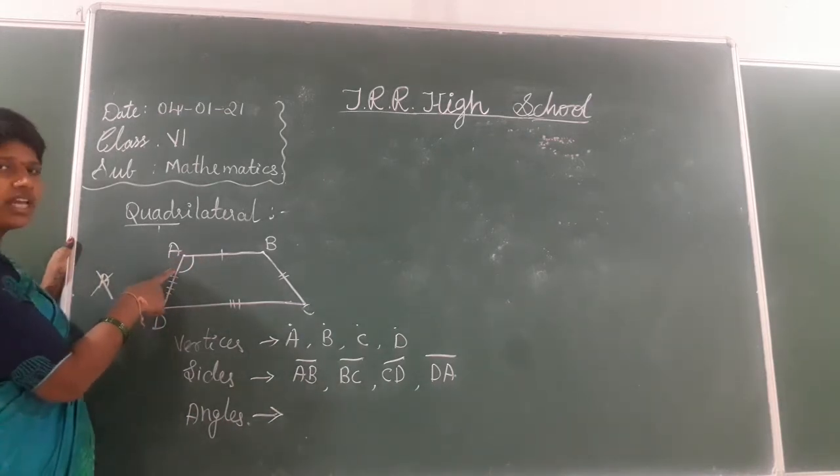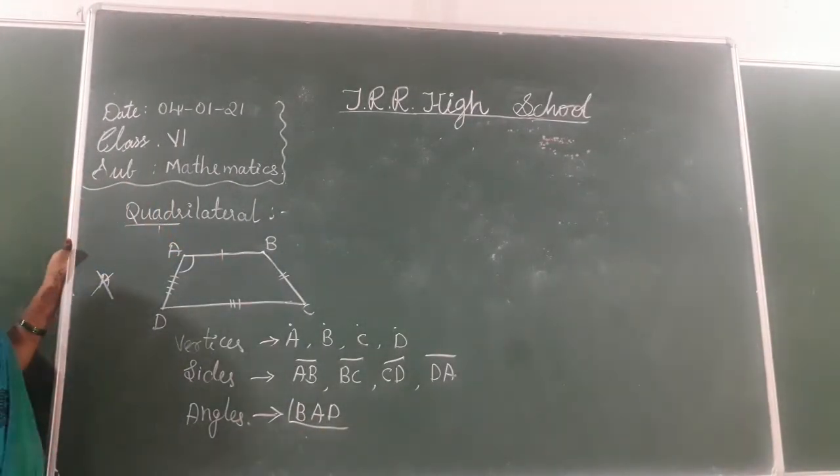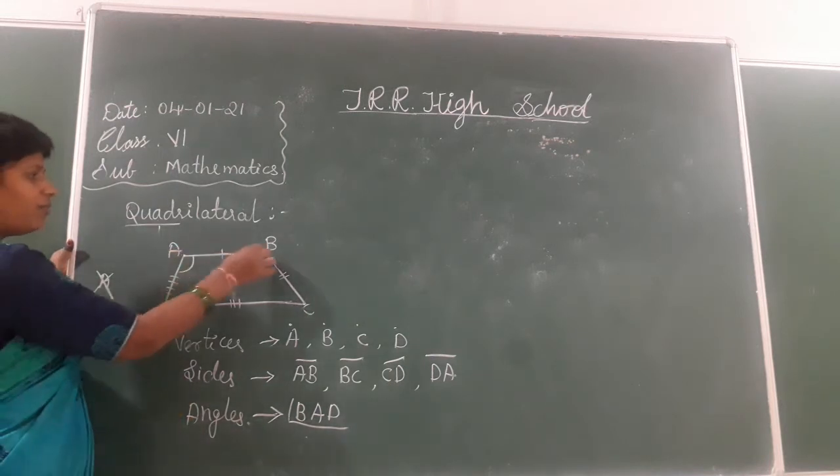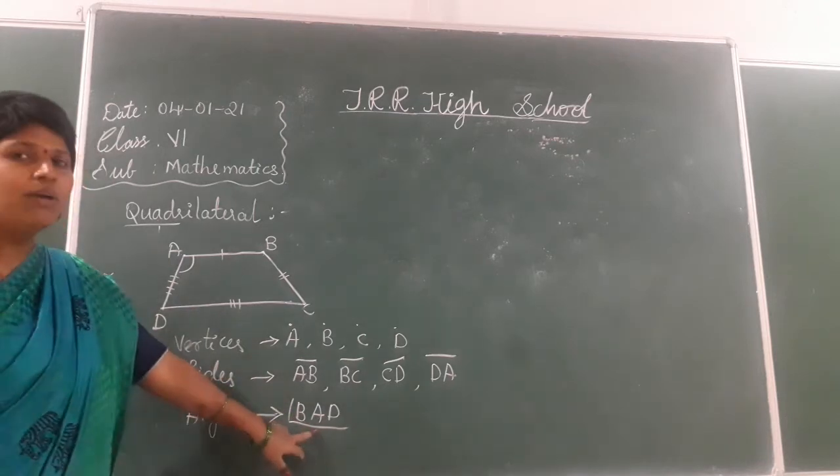So if I have taken angle A, write down A in the middle. Either this or this should be written on either side. So I am writing BAD. This is your angle BAD, or else DAB. In any way you can write, but the angle should be in the middle.